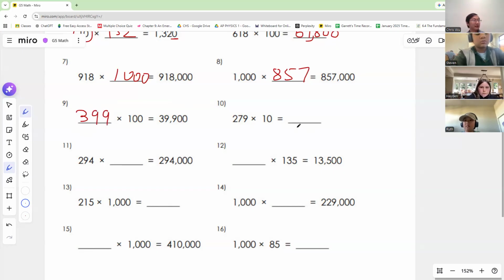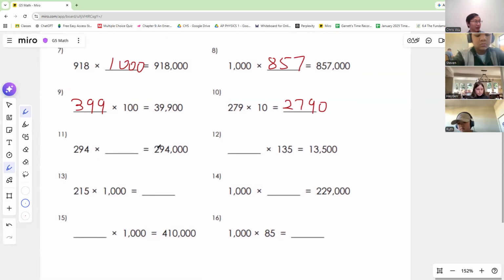And number 10, Hayden? You're still muted. I cannot hear you. 2,790. Good job. That is correct. Good. Number 11, Ruth? 1,000. Mm-hmm. Number 12, Stephen? 100. 100. Good. Number 13, Hayden?